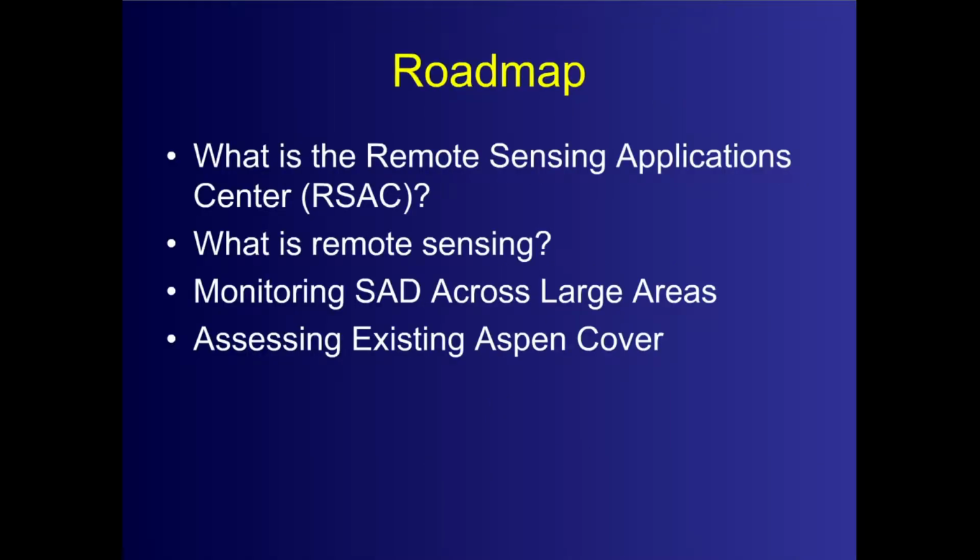As far as a roadmap for what I'll be talking about, first of all, I want to give a brief overview of the Remote Sensing Application Center, what it is, what we do. I'll talk briefly about remote sensing, and then I'll get into the meat of the presentation, talking about a method of monitoring sudden aspen decline across large areas, and then I'll finish out with discussing one other project where we're assessing existing aspen cover, again using remote sensing.